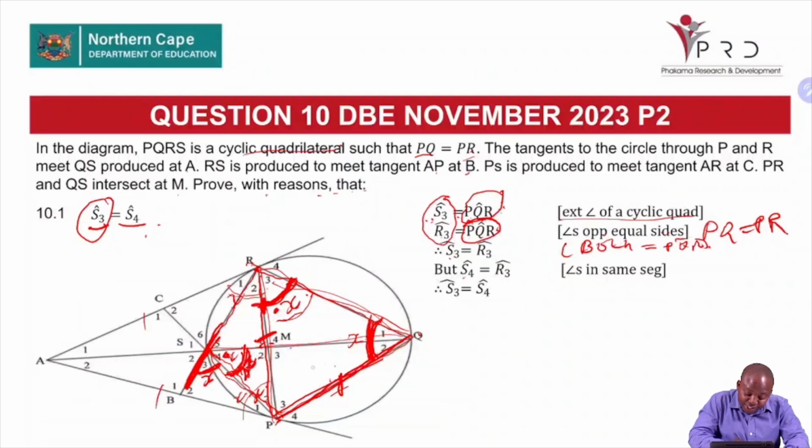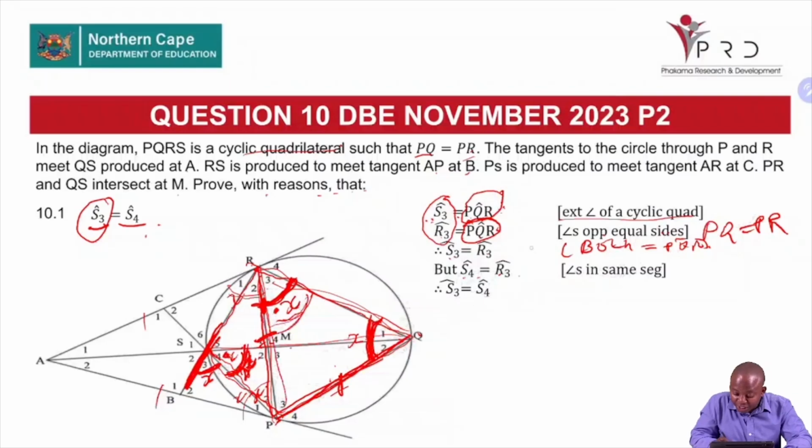So we can go back to this X to say S4 is equal to S3, angles in the same segment. That's the bow tie we have there. That angle and that angle are in the same segment. When you just create the bow tie, you will see that. Now, then, angles in the same segment.